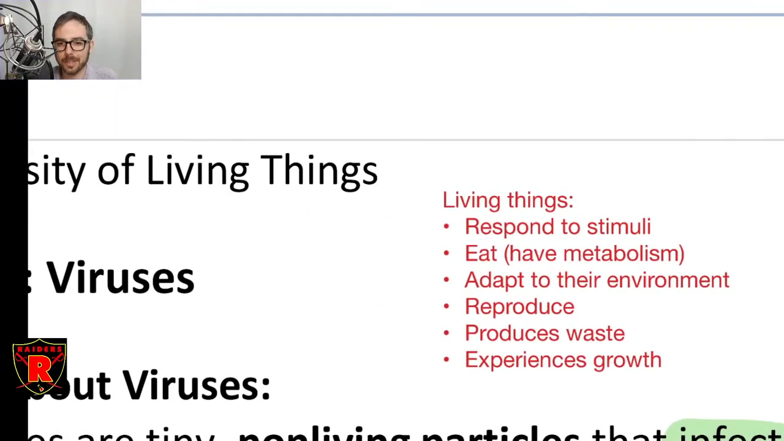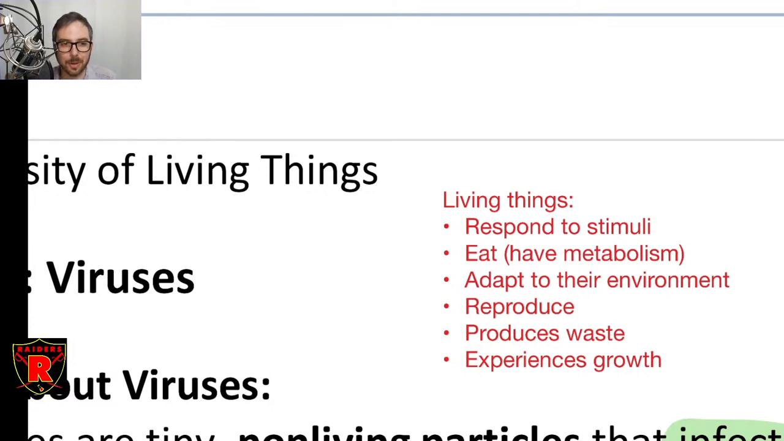What makes something alive? This is related to the idea of this entire unit, which is biodiversity, diversity of living things. You probably have talked about this in grade 10 or in grade 8. In grade 8, you also talk about what makes something alive. There is sort of a general list that we have in terms of classifying things as being living. And that is that they must respond to stimuli.